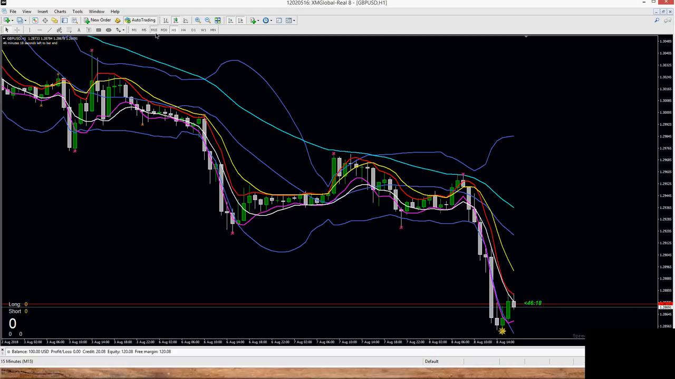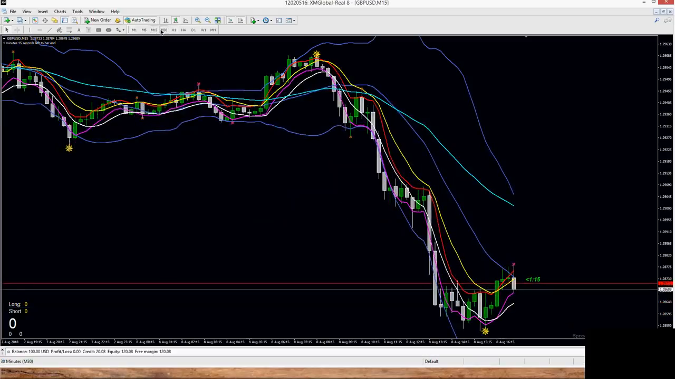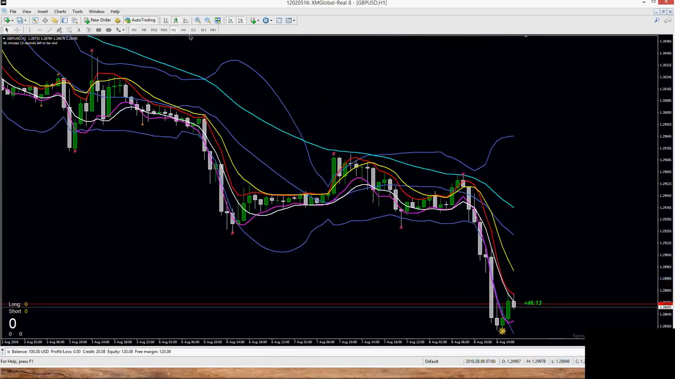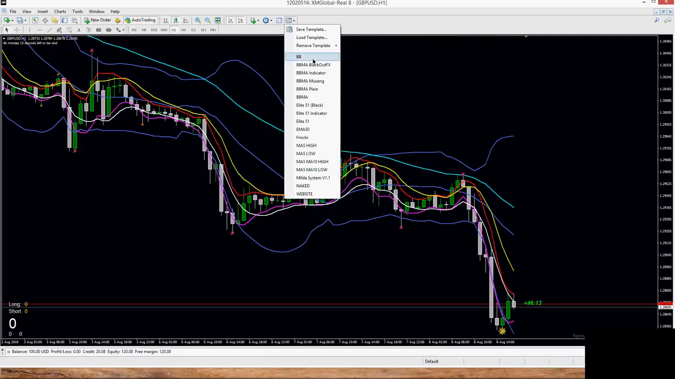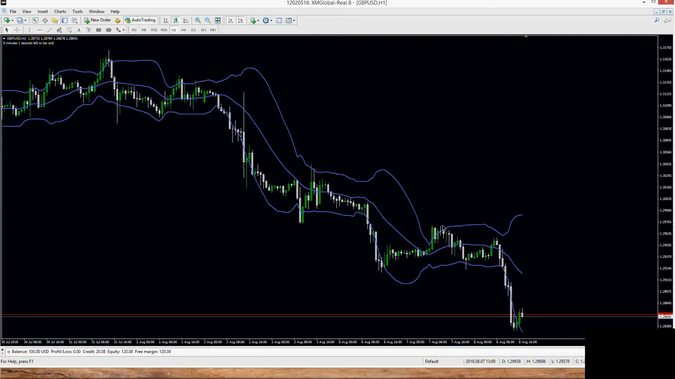All right, so we missed that entry over there. Alright, we'll look for another entry later on. Don't worry about that. So that is a very important thing when it comes to identifying the types of Bollinger Bands.